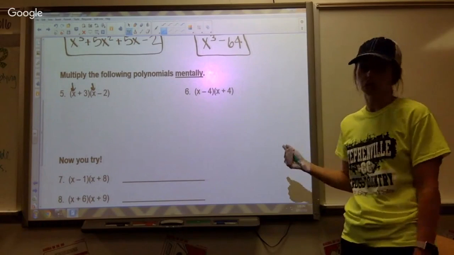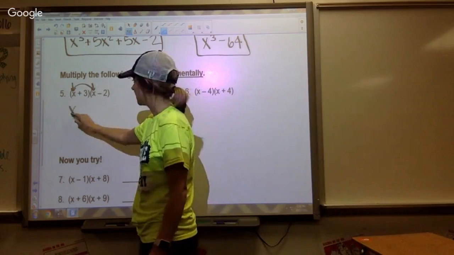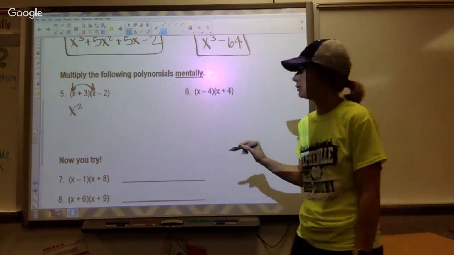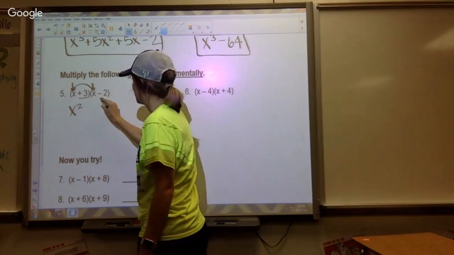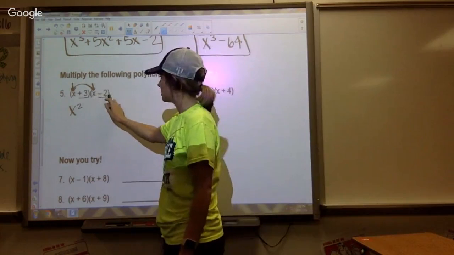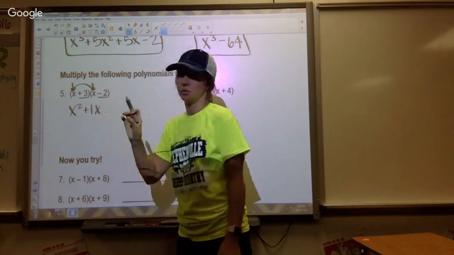So in order to get your first term, you're going to multiply your two variables together. So that's going to give me an x squared. In order to get your middle term, you're going to add these two numbers that are inside your parentheses. So what's 3 minus 2? That will give you a positive 1. You need to put an x with that middle term.